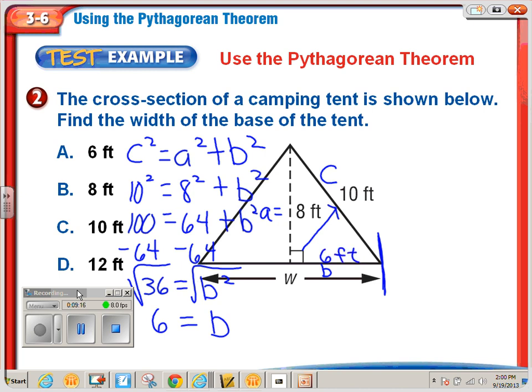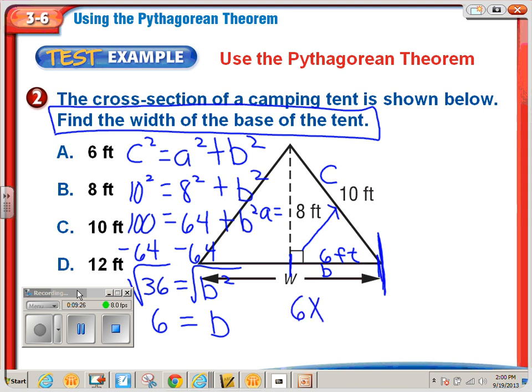But remember, the original question says find the width of the base of the tent. So if we're talking about the width, if from this point to this point it's 6 feet, we can just multiply 6 times 2, and then we get 12 feet. So our final answer should be D, 12 feet.